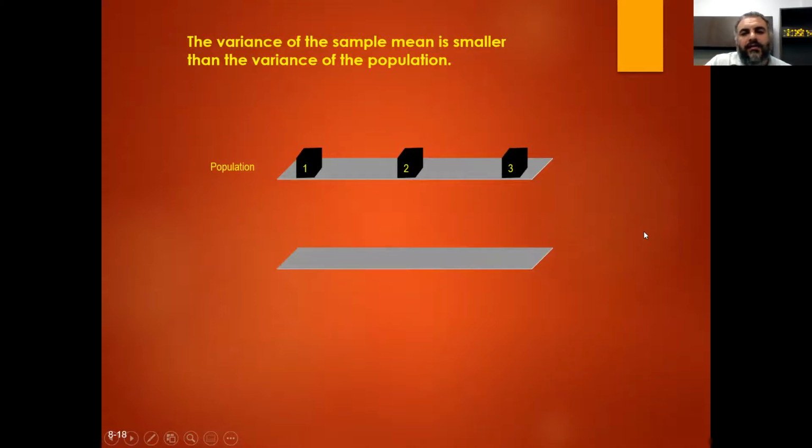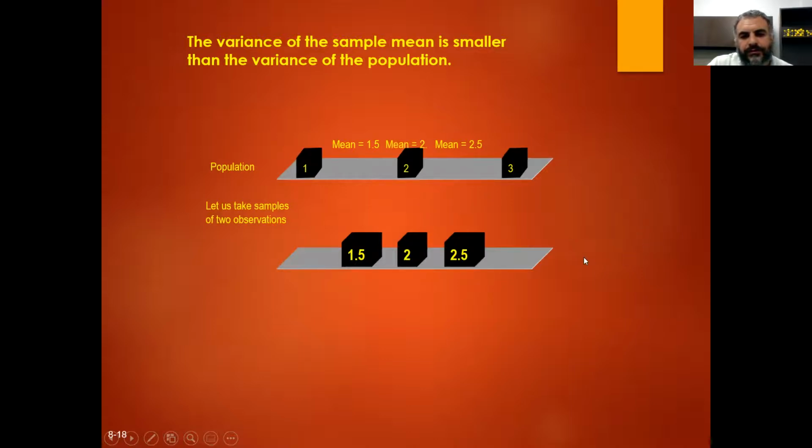So let's see how this works. We have a population of 1 and 2, and we want to sample over 1, 2, and 3. If we select only 2, the mean will be 1.5. Let's select another one: between 2 and 3, we will have 2.5. Again, let's select between 1 and 3, then we will have 2. If you average the averages, it will be the same as the original average.